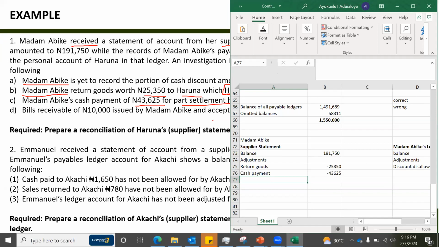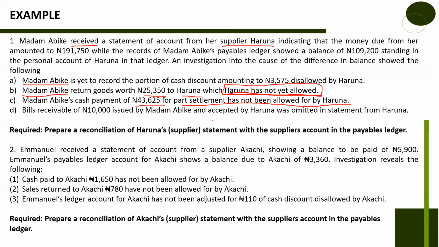You are the one that will tell me everything about it. Bill receivable of 10,000 naira issued by Madam Abike and accepted by Aruna was omitted in the statement from Aruna. I'm listening. Should I bring out my Excel? When you want me to bring out my Excel, tell me, I'll bring it out and you tell me everything I should do. I'm listening.